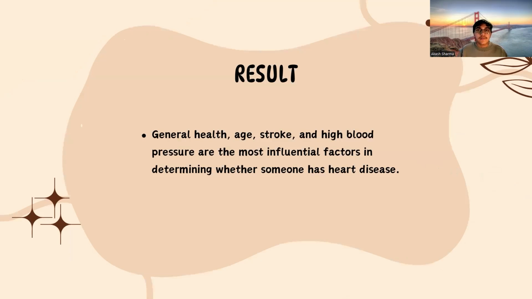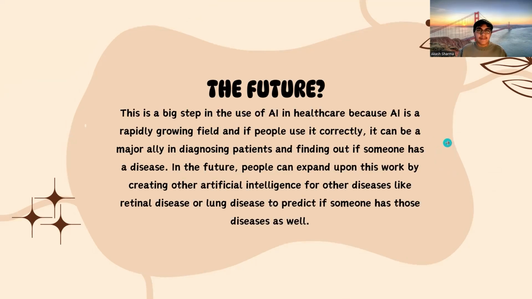Now, what is the result of this? We found that general health, age, stroke, and high blood pressure are the most important factors in determining if someone has heart disease. Now, what can happen in the future to add on to this, to further this field? Well, the use of AI in healthcare is a big step towards AI because AI is a rapidly growing field, and if people use it correctly, it can be a major ally in diagnosing patients and finding out if someone has a disease. In the future, people can expand upon this by creating other artificial intelligence models for other diseases like retinal disease or lung disease to predict if someone has those diseases as well.